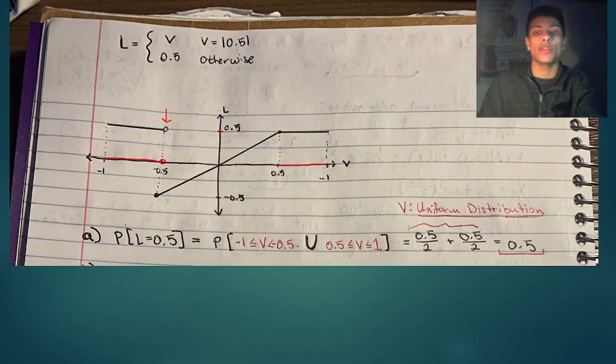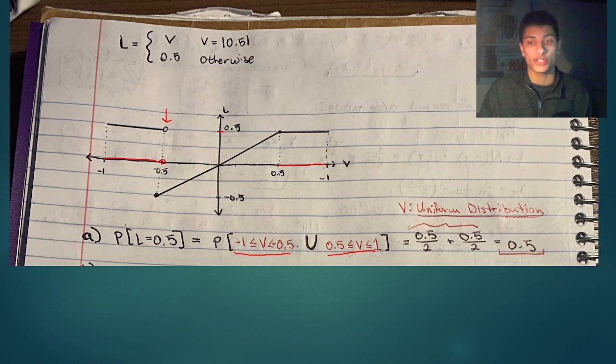So, given that, we know that V is uniformly distributed over the period of negative 1 to positive 1. Because of that relationship, in order to find the probability of this region's occurrence and this region's occurrence here, we take the length of the region and divide it by the total region. So the probability of each of these in union with each other is going to be 0.5 over 2 plus 0.5 over 2, which is just going to give us a probability of 0.5 or 50%.